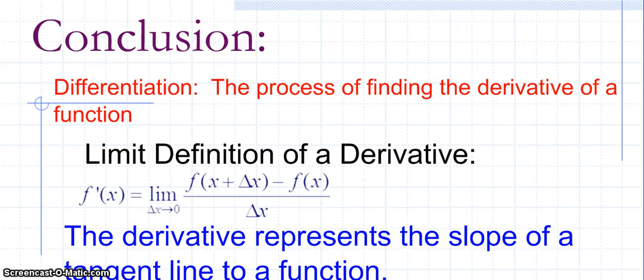Because what does a derivative represent? Slope of the tangent line. Or just slope. Just say slope. Just remember that it represents slope or rate of change. Remember? Rate of change.